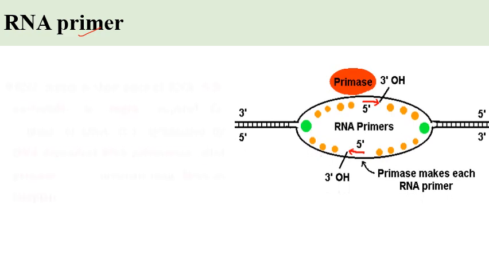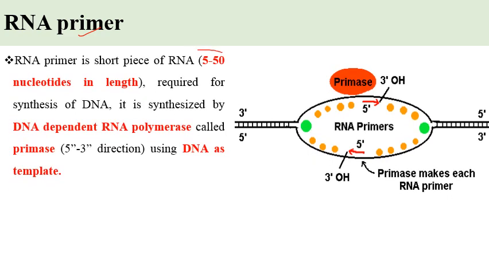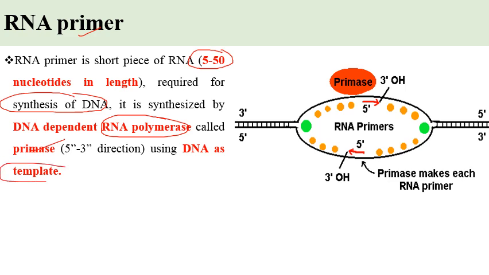Next comes RNA primer. It is a short segment of RNA that consists of 5 to 50 nucleotides in length, required for synthesis of new DNA. It is synthesized by DNA-dependent RNA polymerase called primase, which has 5' to 3' direction activity using DNA as template. So this small piece of RNA is required for DNA replication. This small piece of RNA provides a free 3'-OH group for DNA polymerase.